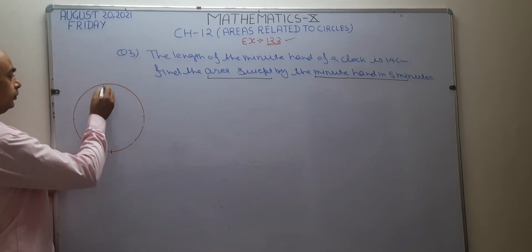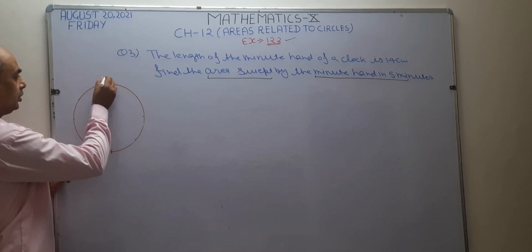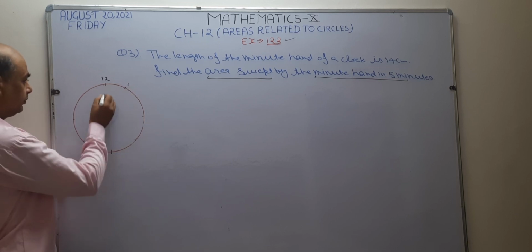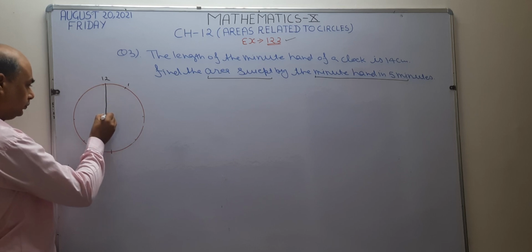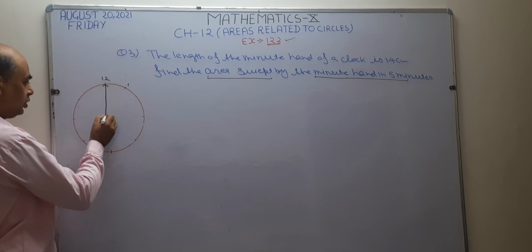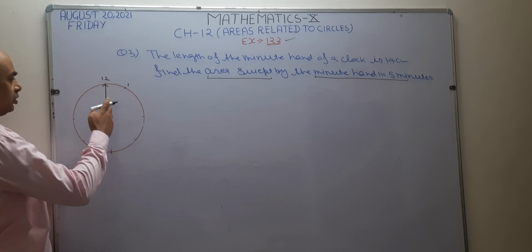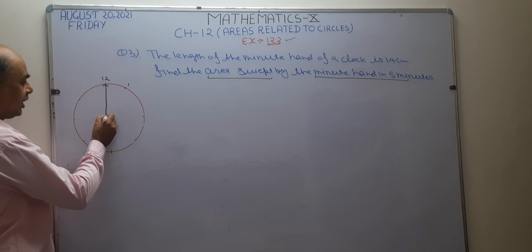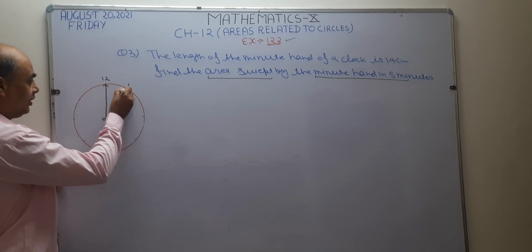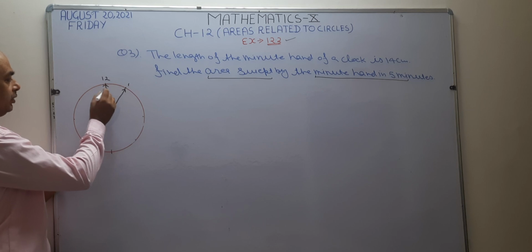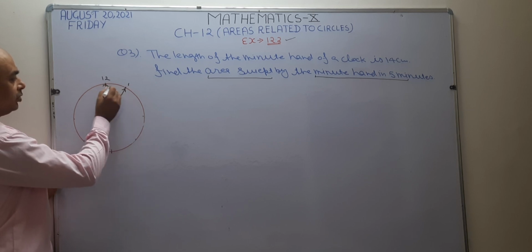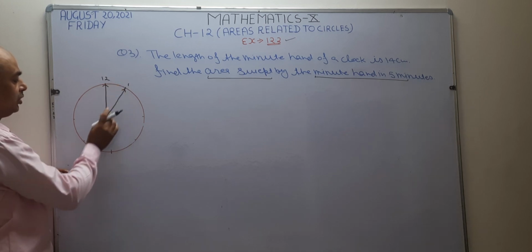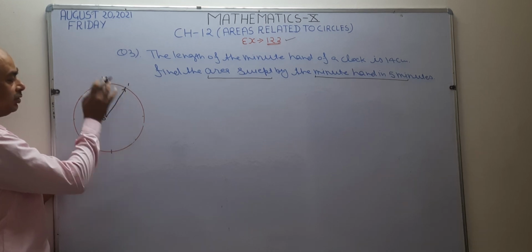Suppose this is your clock. Here 12 is written and here 1. This is your minute hand. Okay, this minute hand is going to start moving. We are going to find the area enclosed by minute hand in 5 minutes. When this minute hand starts moving and reaches 1, this is a 5 minute interval. We are going to find the area of this, and you know this is the shape of a sector.